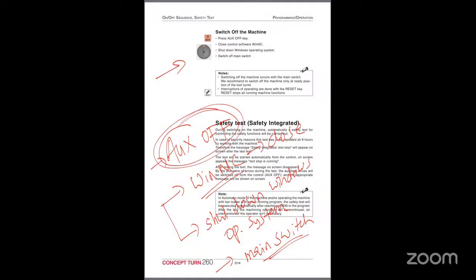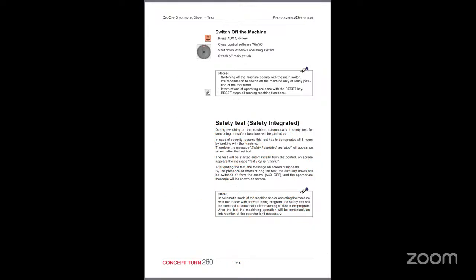If you want to shut down the machine, press the auxiliary off. Then the next step is to close the WinNC software, and then shut down the Windows operating system and set the main switch to 0. That means off. So follow the process correctly to switch on or switch off the machine.